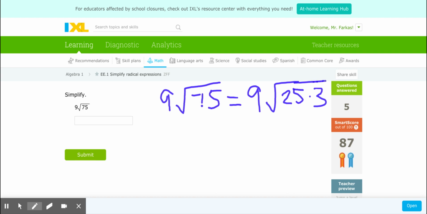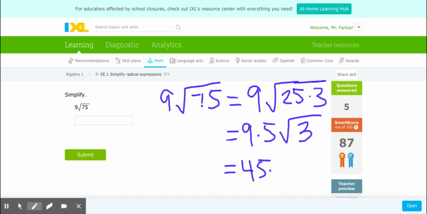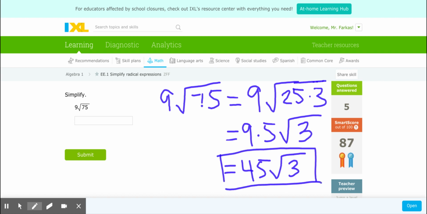Sorry, this is a radical. What's the square root of 25? Well, the square root of 25 is just 5, so you can bring the 5 out. The square root of 3, that doesn't have a perfect square. So 9 times 5 is 45. And the square root of 3 is still left inside of the radical. So this is 45 times the square root of 3.